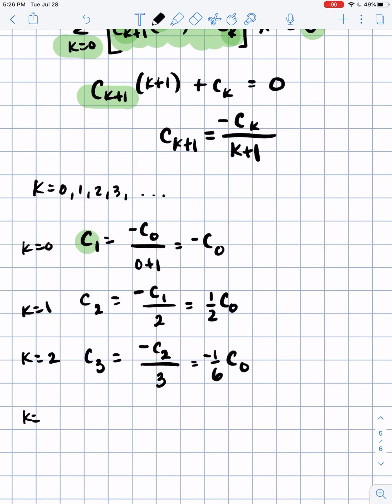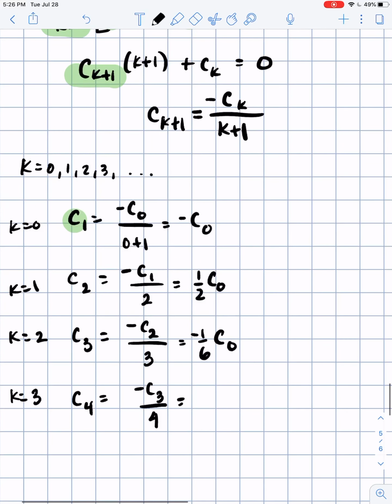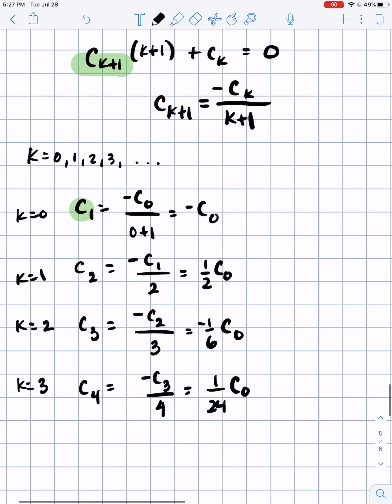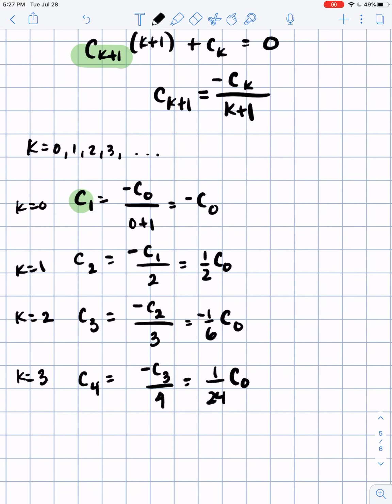So I could even do one more to show you. K is equal to 3. We're going to get a negative c sub 3 over 4. That's going to give me 1 over 24 c sub 0. Once you're down to this step, what you want to try to do is think of it this way, like you just found values for y, where c sub 0 is just a constant.